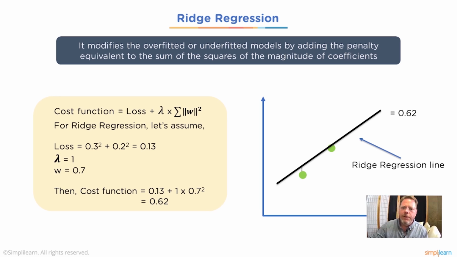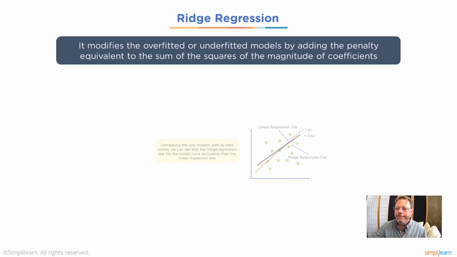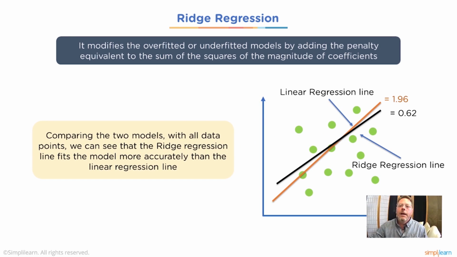So we now had a linear regression model. We now had a ridge regression model. And the ridge regression model plots a little differently than the standard linear regression model. And comparing the two models with all the data points, we can see that the ridge regression line fits the model more accurately than the linear regression line.